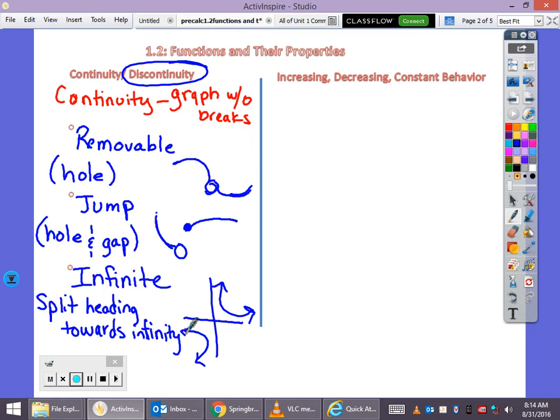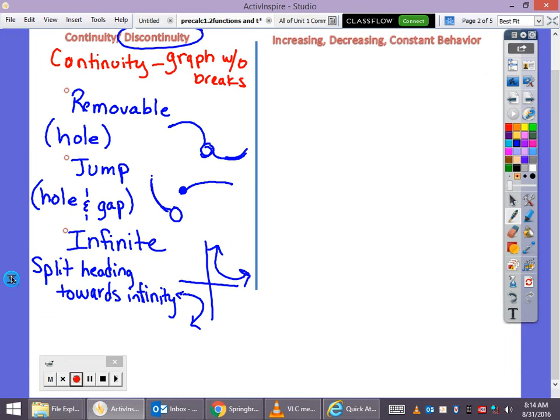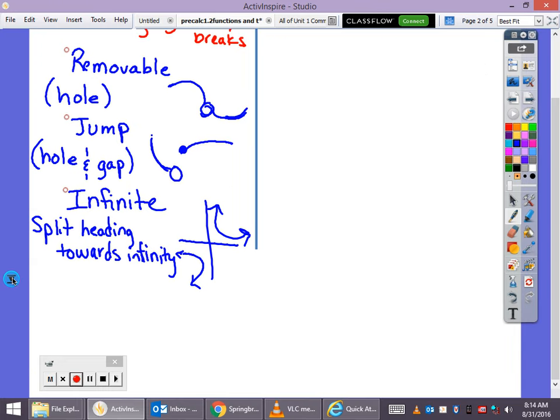Do you need me to raise the screen up? A little bit? Any questions about continuity or discontinuity?